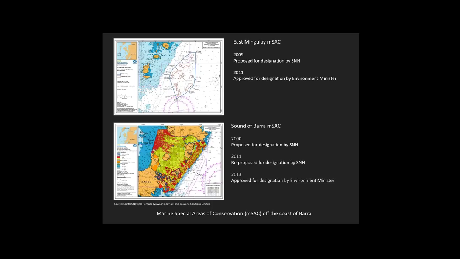So just to move forward a little bit before I get into the details of the conflict, in 2011, the East Mingalay Marine Special Area of Conservation was approved for designation by the Environment Minister. And as the local community on Barra had feared, the Sound of Barra Marine Special Area of Conservation was re-proposed on the basis of new data, which had been carried out by SNH in 2011, and it was finally approved after a very, very long and complicated process by the Minister for the Environment and Climate Change in 2011. And I think it was actually the last marine special area of conservation to be approved in the whole of the Natura 2000 network.